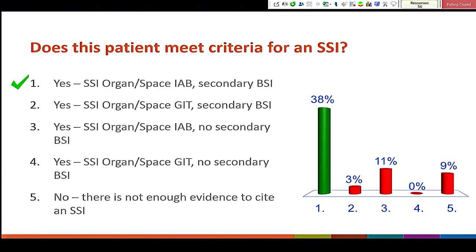Great job. I know we're doing these cases in a short amount of time, so it's hard to sit down and look at everything. But you're correct. This is an SSI. It's an organ space IAB, and there is a secondary BSI here.